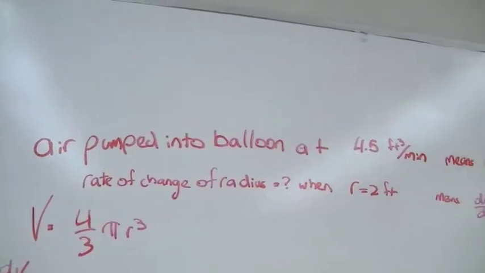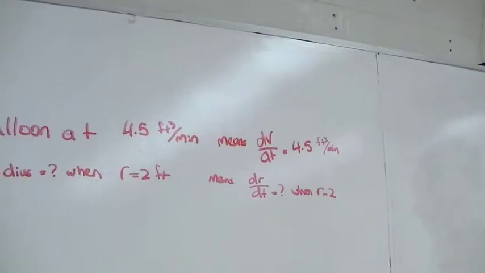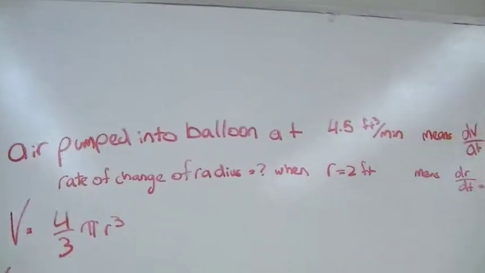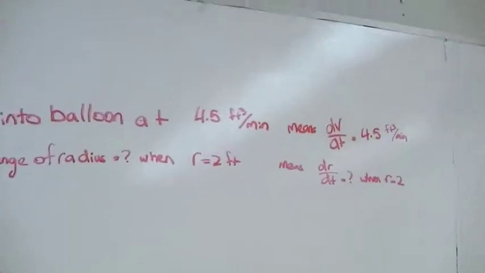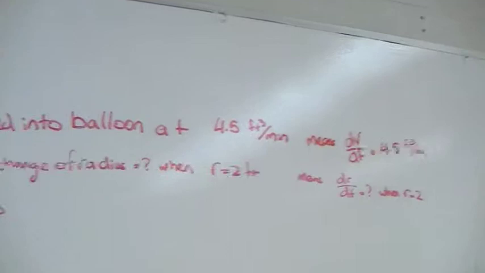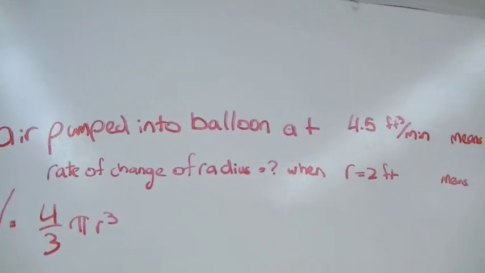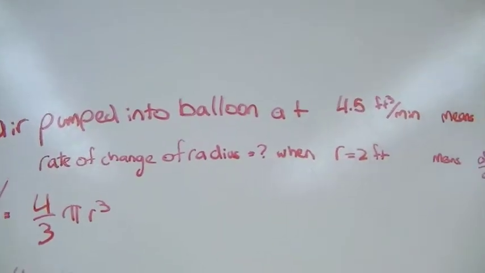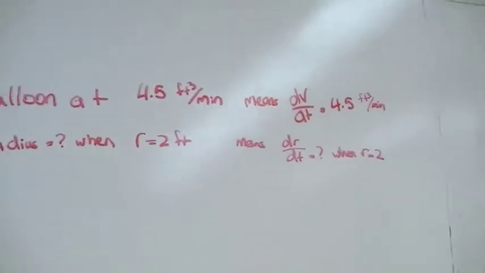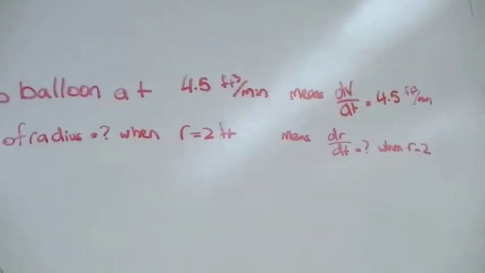Air is pumped into the spherical balloon at a rate of 4.5 feet cubed per minute. So this means that dV dt, because it's the volume of the air being pumped into the balloon, equals 4.5 feet cubed per minute. They want us to find the rate of change of the radius when the radius is 2 feet. So we need to find dr dt when r equals 2.